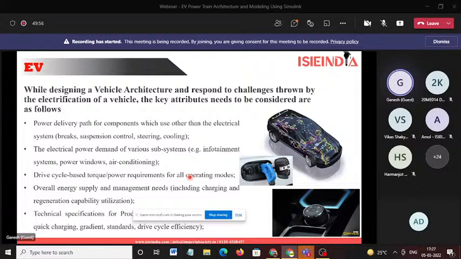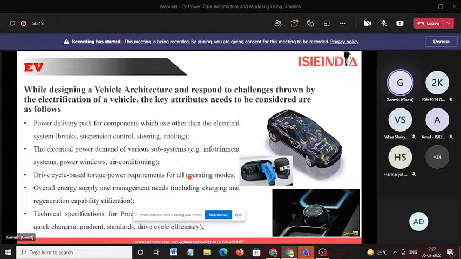So they have to follow this. The electrical subsystems, like the power windows or air conditioning, all play an important key role in the electric drivetrain. Okay, so coming to the charging system, how your charging system works and where your battery location is.